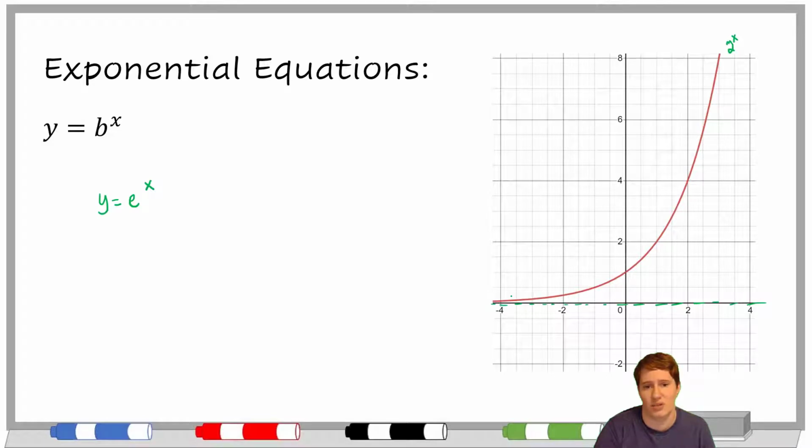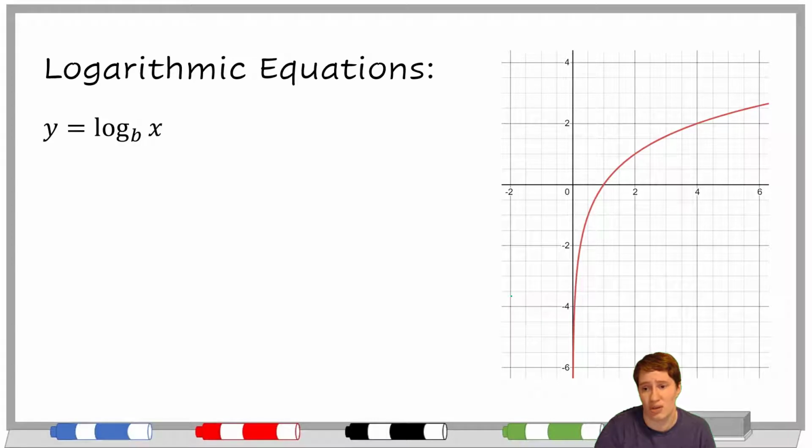The inverse of exponential equations, and we talked about this a little last lesson, is to have logarithmic equations. And logarithmic equations, their graphs are a reflection over a diagonal line. They look like this. So where exponential equations have a horizontal asymptote at 0, this logarithmic equation has a vertical asymptote here at x equals 0.